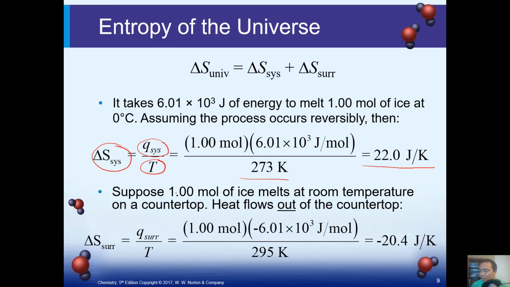And suppose the 1 mole of ice melts at room temperature on the countertop. The heat flows out of the countertop. So for the surroundings, the Q for the surroundings divided by temperature in Kelvin gives the delta S for the surroundings, which is calculated to be negative 20.4 joules per K. So the delta S for the universe, which is the total of the delta S for the system and that of the surroundings, is greater than 0. According to the second law of thermodynamics, the process is spontaneous, as we have already known before we started the analysis, because we do know ice melts above 0 degrees C.